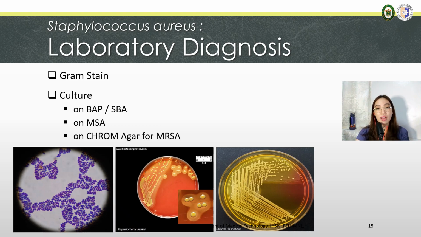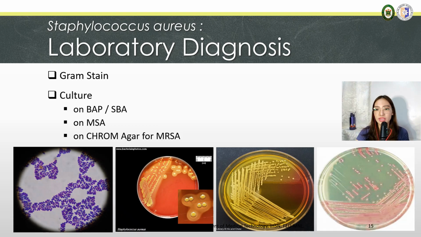Next is the chrome agar or chromogenic agar for MRSA, or methicillin resistant Staphylococcus aureus. So, as we can see right here in this last photo, all right, ang purpose po ng chromogenic agar is for us to know if a bacterial isolate is an MRSA or a methicillin resistant Staphylococcus aureus.